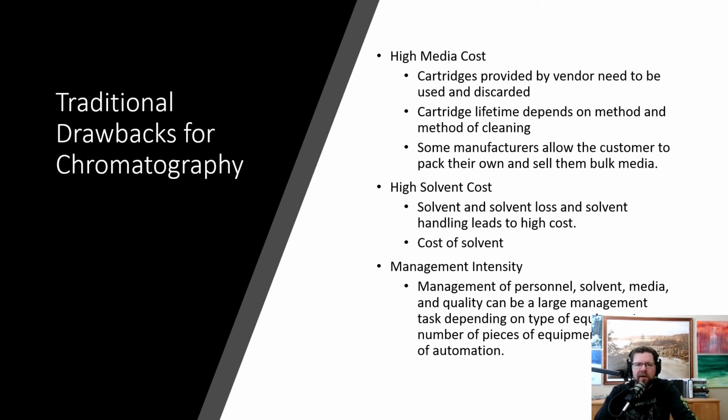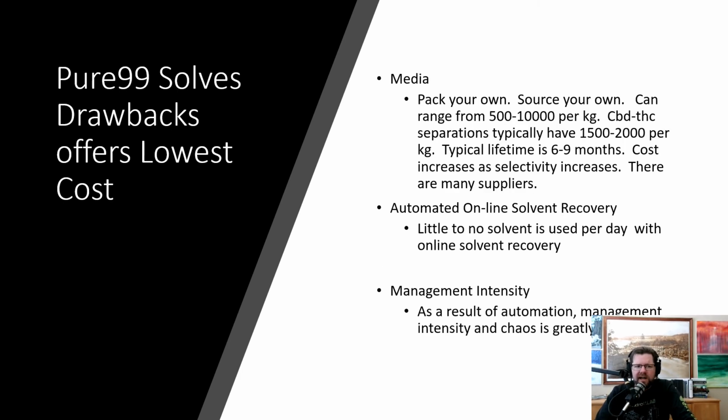And so one of the things that you need to do if you find yourself in that situation is to look at our Pure 99 system, which really solves these three issues. One of them is the high media cost, the high solvent cost, and the management intensity. And I'm going to talk about that next. So the Pure 99 solves the drawbacks that we just talked about and offers the lowest cost operation.